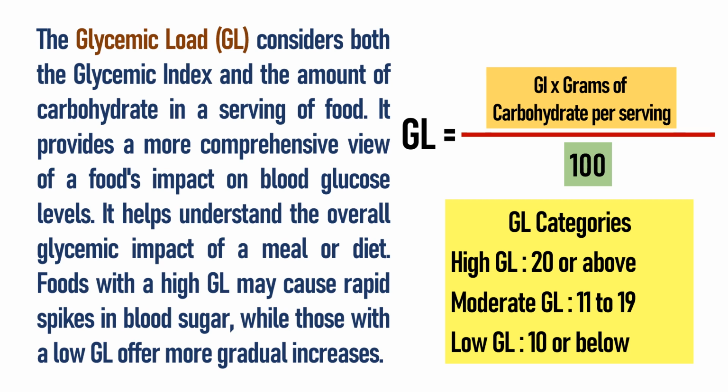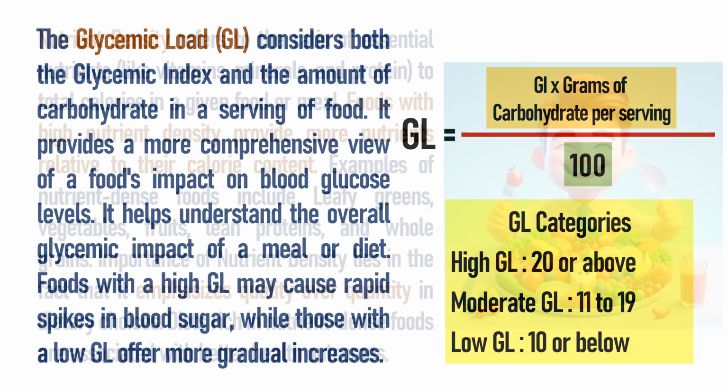20 or above is considered as high glycemic load. A glycemic load in between 11 and 19 is considered moderate. A glycemic load of 10 or below is considered low. You may go through the formula used to calculate glycemic load.